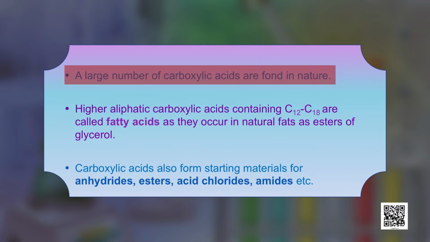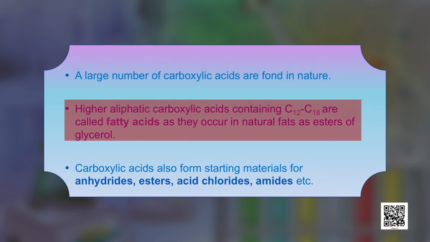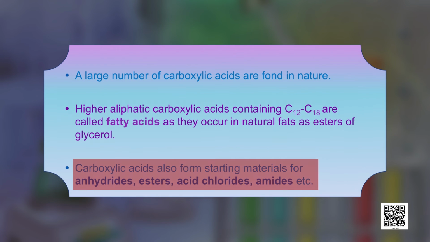A large number of carboxylic acids are found in nature. Higher carboxylic acids, which are aliphatic in nature and contain C12 to C16 carbon atoms, are called fatty acids because they occur in natural fats as esters of glycerol. Carboxylic acids are also the starting materials for anhydrides, esters, acid chlorides and amides, etc.